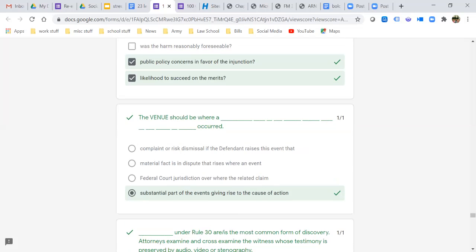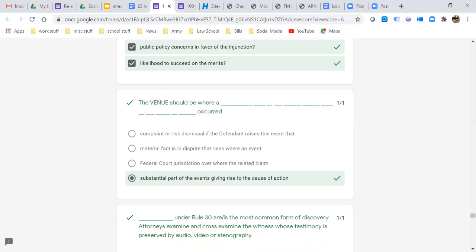Venue should be where a substantial part of the events giving rise to the cause of action occurred. Probably the best definition of venue that I've heard.